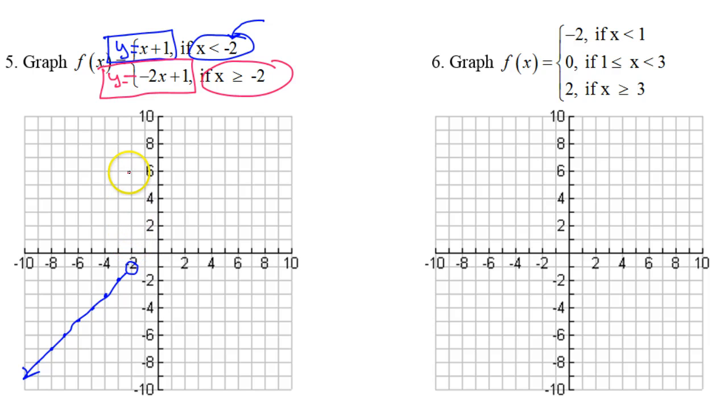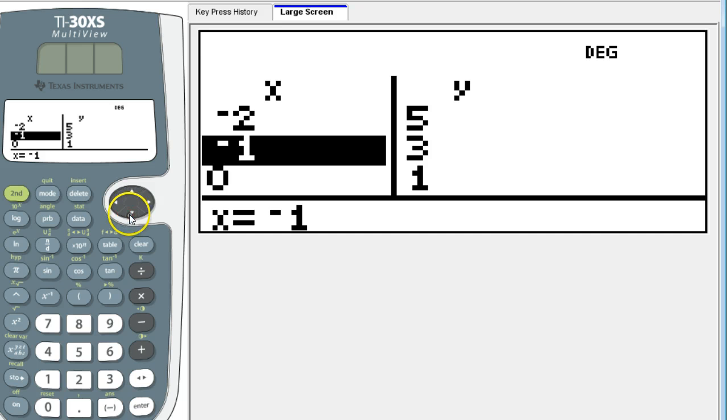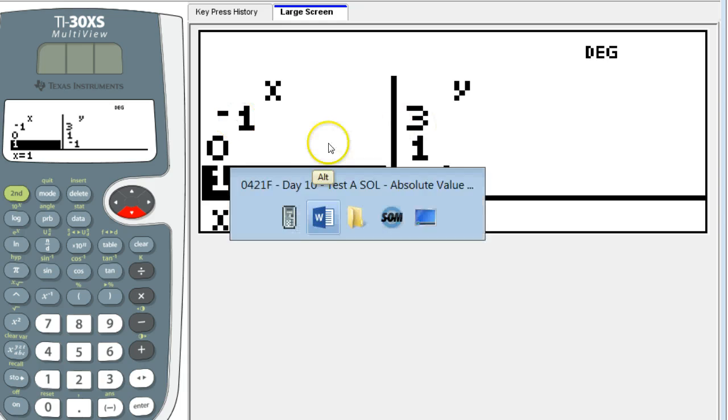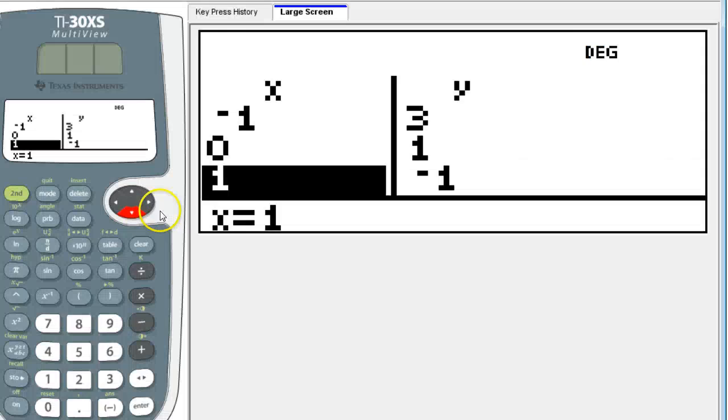So -2, 5. And go ahead and make a closed circle there because this will be included. We want x values greater than or equal to -2. So that includes this. Now I want the rest of my x values to be greater than -2. So the numbers greater than -2 on the calculator will be below. I'm talking about these values. -1, 3. Okay, so here we are, -1, 3.